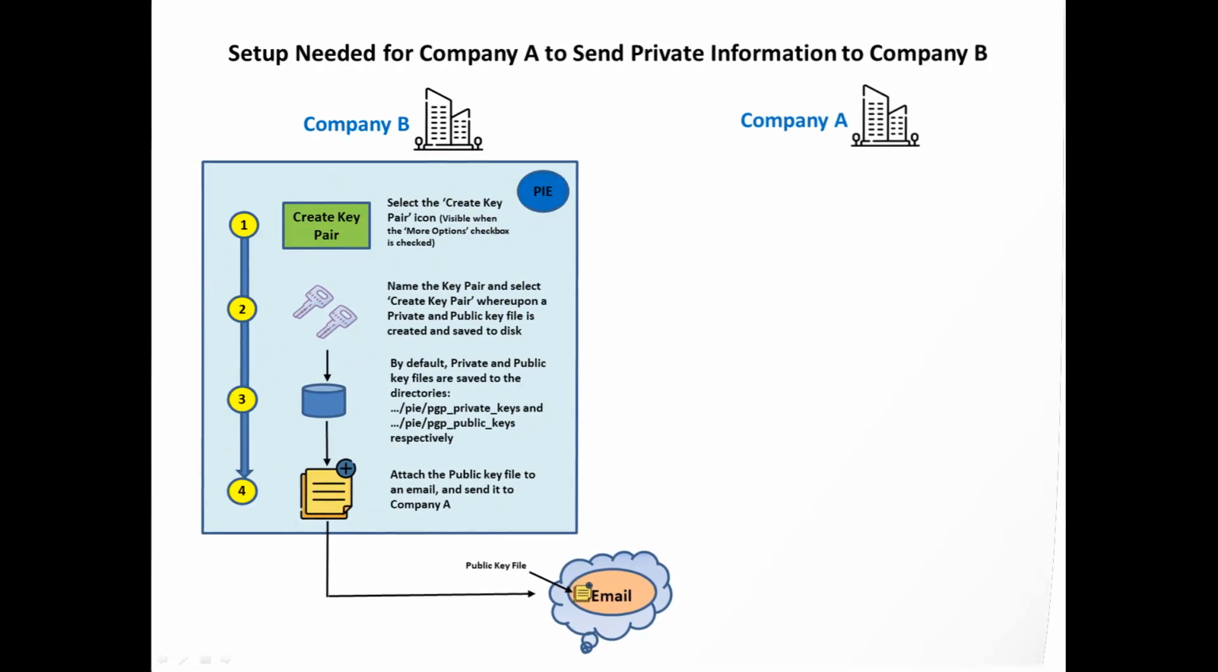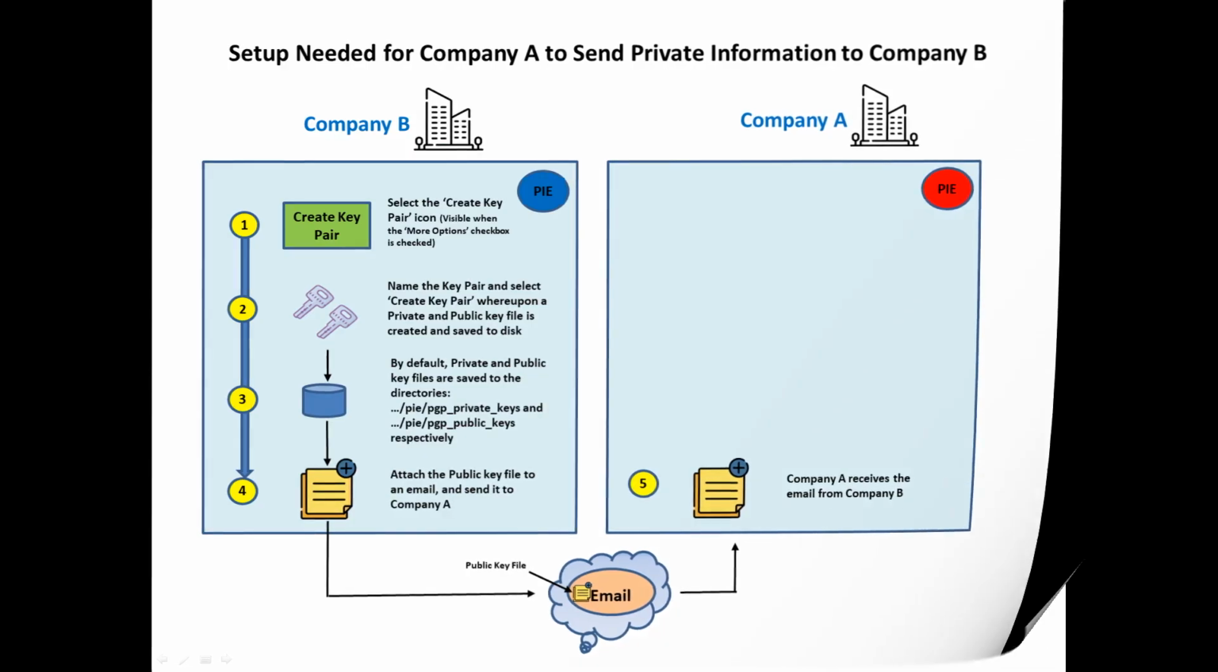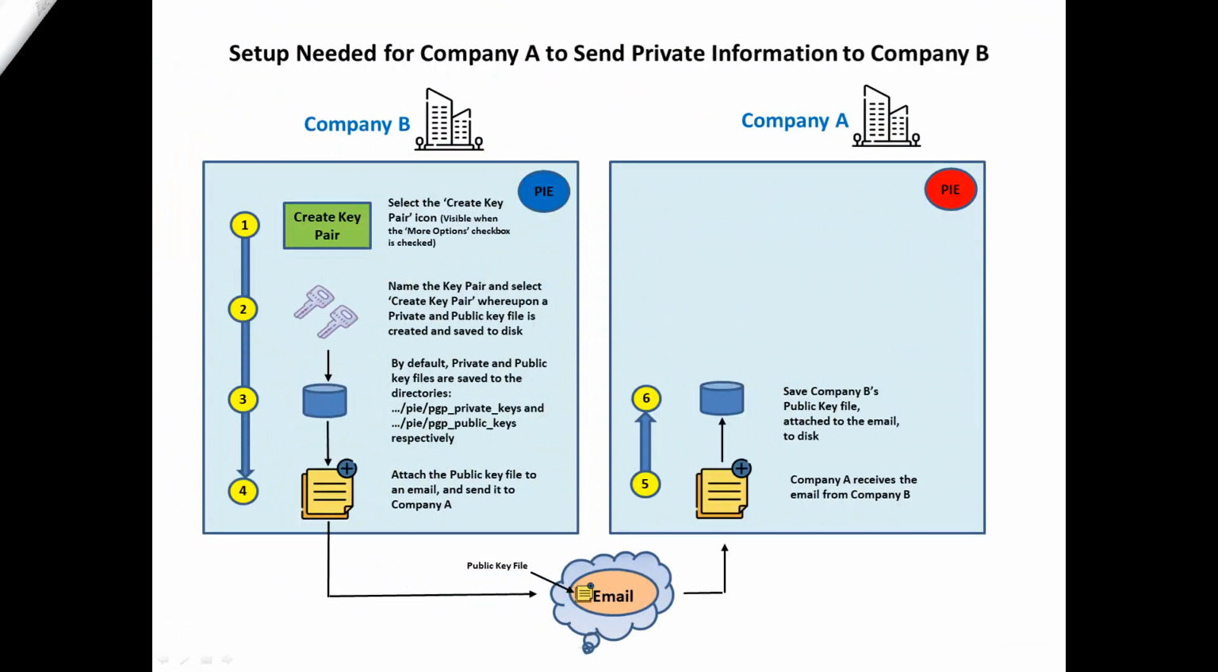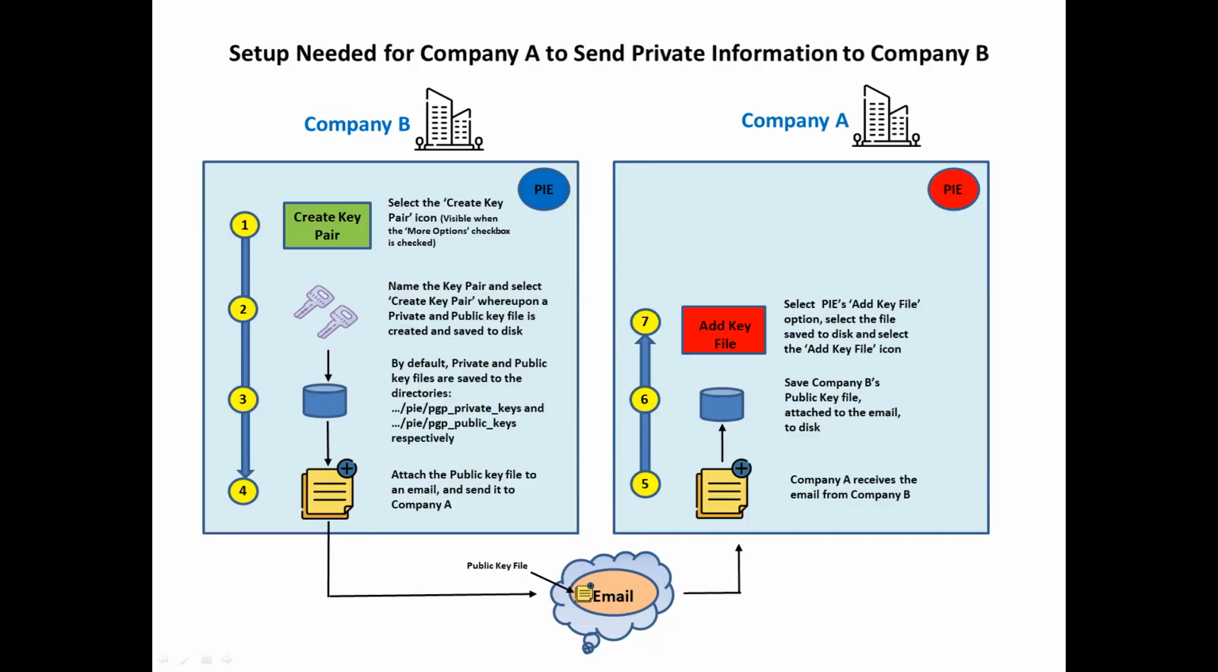On receipt of the email from Company B, with Company B's public file attached to it, Company A must first save the attached public key file to disk. Then Company A would ingest Company B's public key file into Pi as follows. From within Pi, and having checked the More Options checkbox, Company A would select the Add Key File icon.